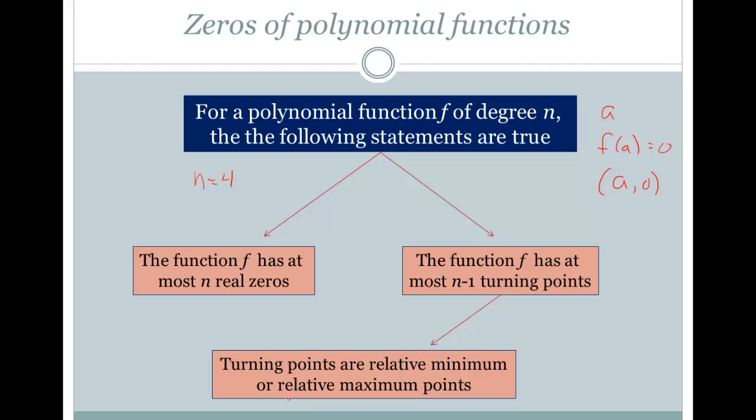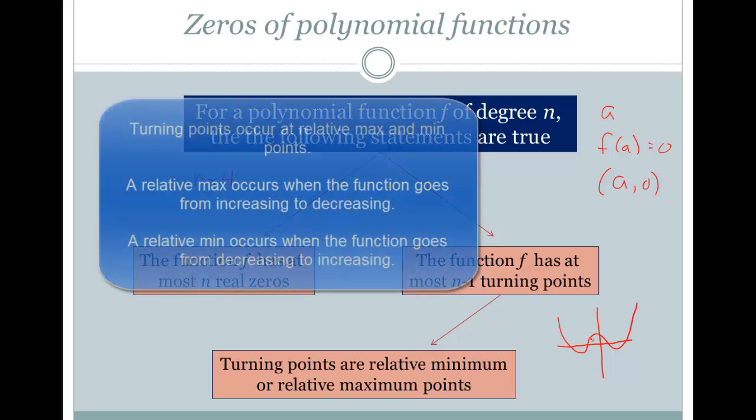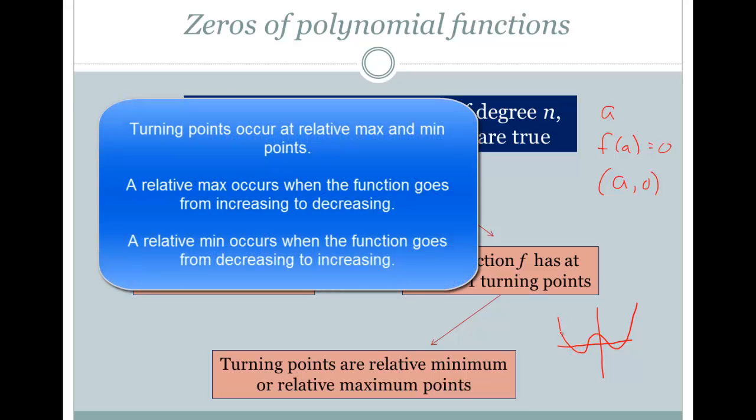Turning points are relative max and min points. In other words, if I give you just a little graph of something potentially of degree 4, I could have 1, 2, 3, 4 zeros, and I would have 1, 2, 3 turning points. These are the relative maxes and mins, where I'm going from decreasing to increasing, or increasing to decreasing. Turning points are when I change from increasing to decreasing, or vice versa.